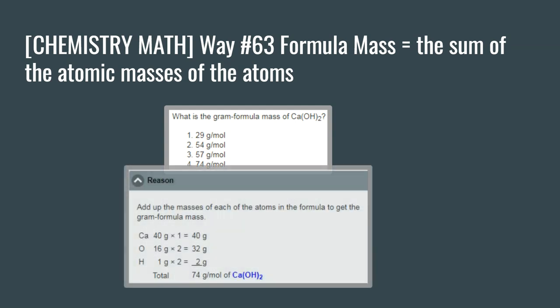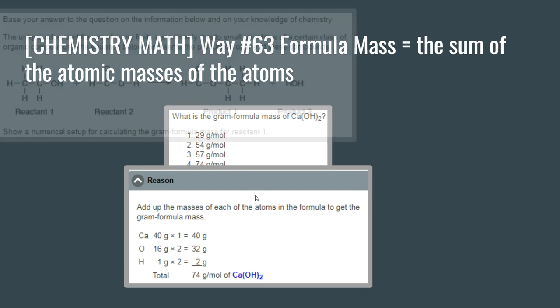Looking up the masses of calcium, you'll find that calcium has a mass of 40 grams, oxygen has a mass of 16, but there are 2 of them present, and hydrogen has a mass of 1. So when we multiply each of those values out, we get 40 from the calcium, 32 from the 2 oxygens, and 2 from the hydrogens, which would give you a total of 74 grams per mole of calcium hydroxide. Please note that formula mass is written in terms of units of grams per mole. That means every mole of calcium hydroxide has 74 grams present.